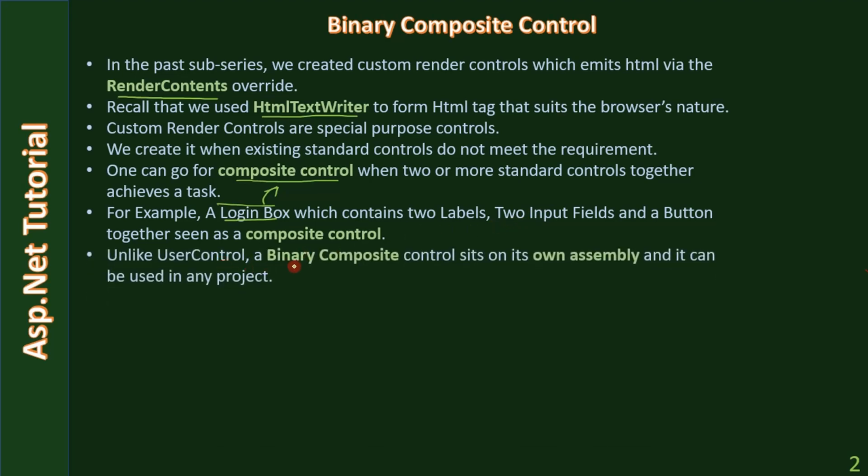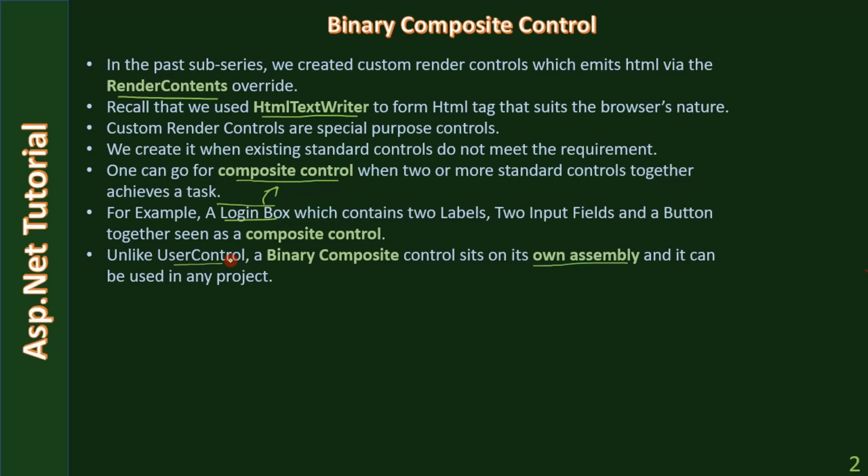Unlike user control, which we talked about in the last video, and before that we talked about the composite control, we saw that a user control sits in a web project, and wherever we want, we will simply drag and drop it to a web form and use it. Unlike user control, a binary composite control sits in its own assembly, and it can be used in any project.